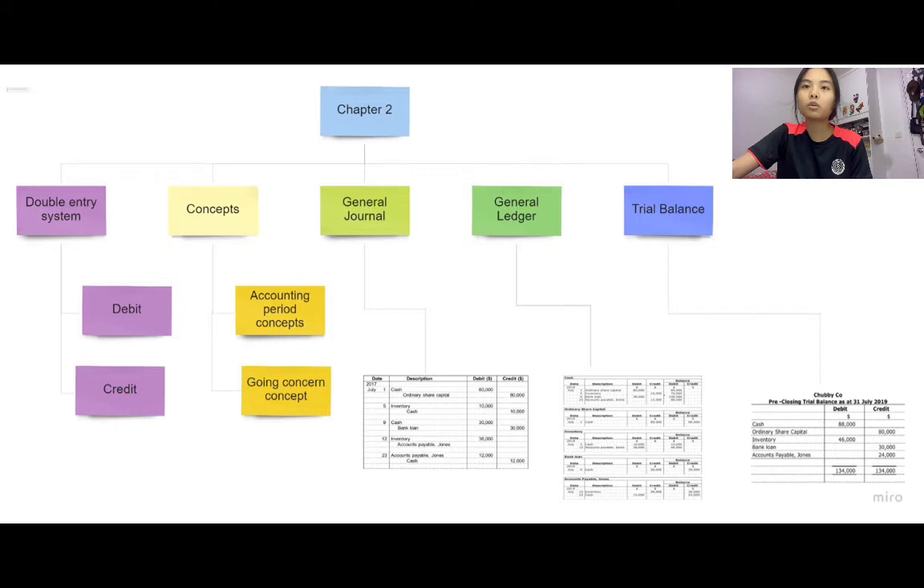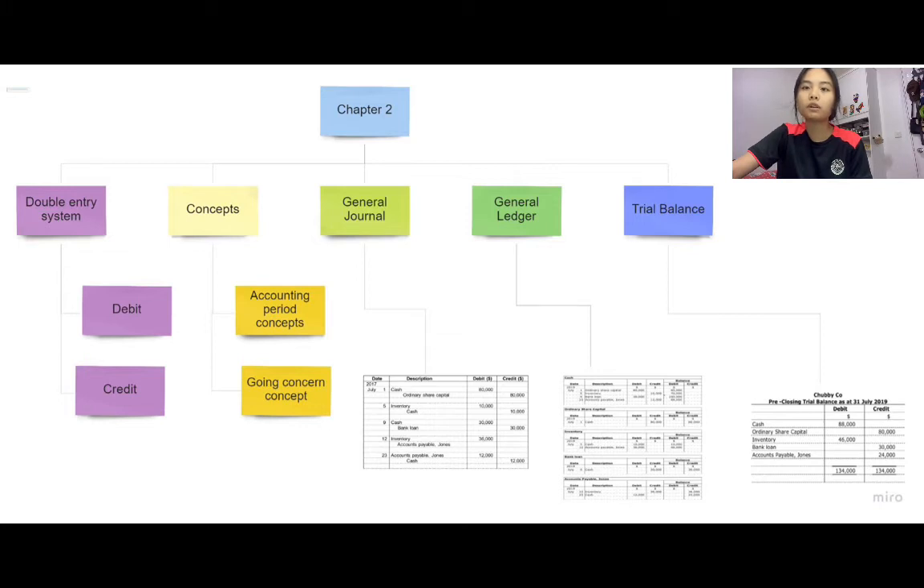To prepare a pre-closing trial balance using the balances in the general ledger, we transfer each heading and the final balances in each table in the general ledger to the pre-closing trial balance. In this example, there's a table with the heading cash in the general ledger. The final balance of this table is 88,000 debit. Hence, we transfer the heading cash and this balance of 88,000 debit to the pre-closing trial balance.